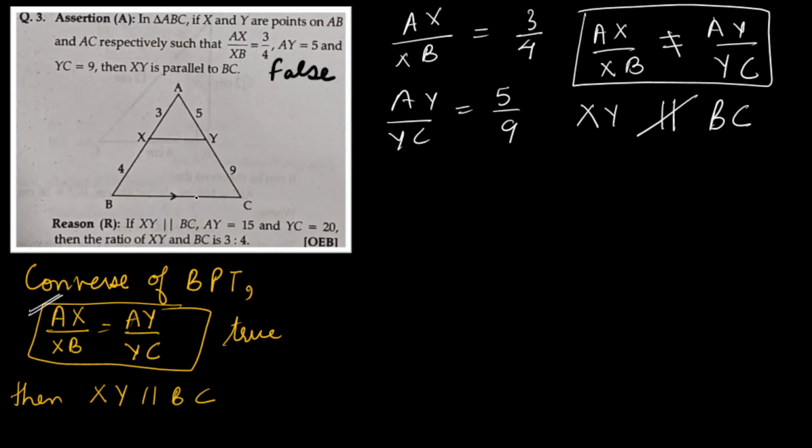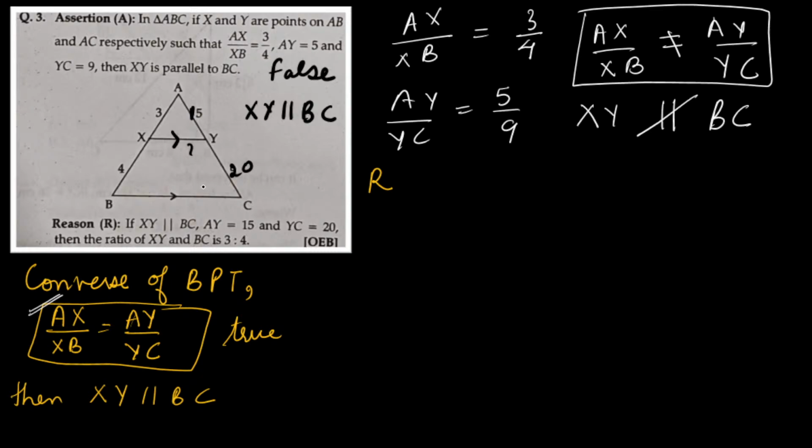Okay. Now let's see about the reason. In the reason it's mentioned XY is parallel to BC. So it's given to us that XY is parallel to BC. If this is given to us, we can use BPT and we can use similarity also. AY is given to us as 15, and YC is 20. Then the ratio of XY and BC is 3 by 4.